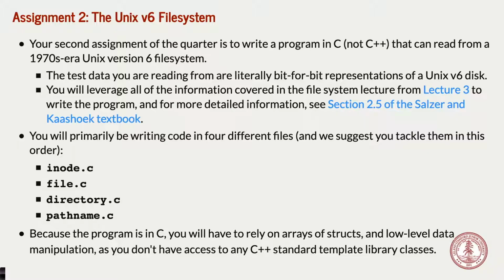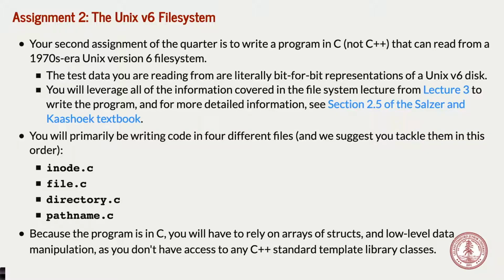The Saltzer and Kaashoek textbook has the details of this as well. And there are basically four files you're going to have to look through. And I know nobody's actually looked at the assignment yet. There are four files you're going to have to contribute to. We suggest you do them in this order. Start with the inode and figure that part out, and then go to the file, which is another level of abstraction and layering, and then go to directory, and then go to pathname, and walk through it that way.